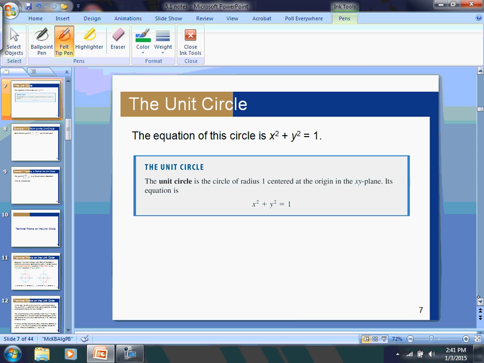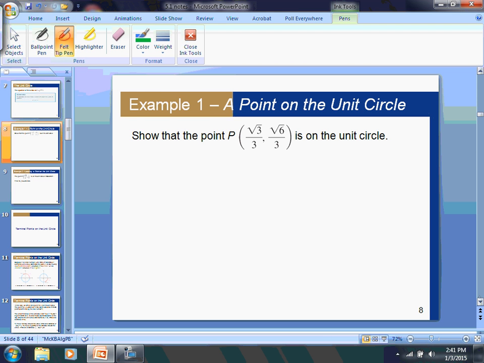Okay, so again, we have our equation for our unit circle here, x squared plus y squared equals 1. So the first few examples here that we're going to do are going to be reviewing that concept. Example 1 and example 2 are going to have us doing a couple problems with our unit circle equation. It says to show that the point square root of 3 over 3, square root of 6 over 3 is on the unit circle.